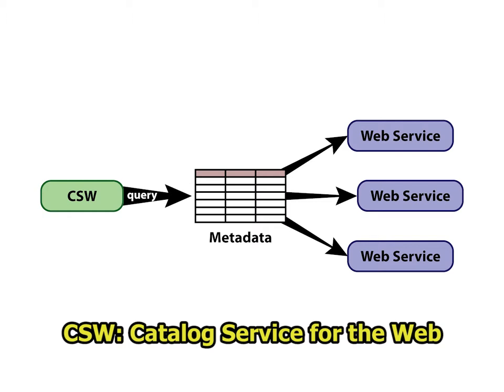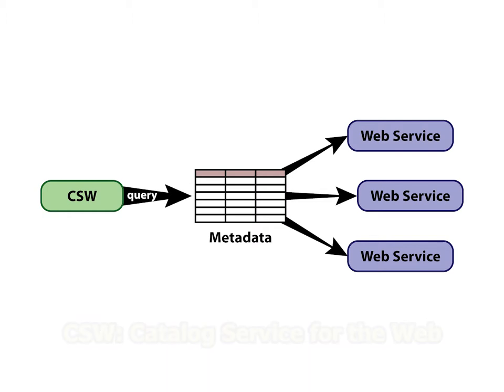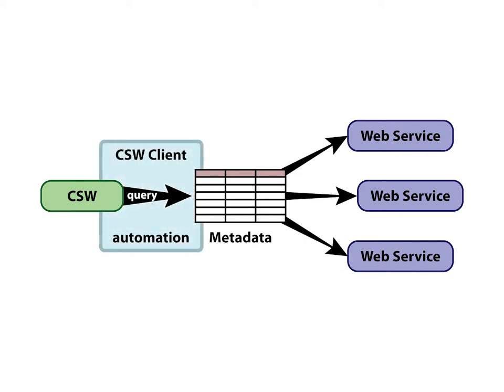CSW stands for Catalog Service for the Web. Catalog services are web services designed to query databases for metadata used to describe and locate other web services. The CSW client automates catalog service queries, simplifying the process of using metadata to find and access web services.